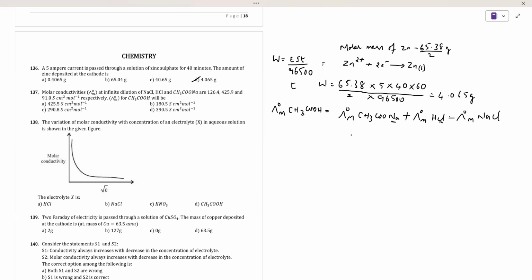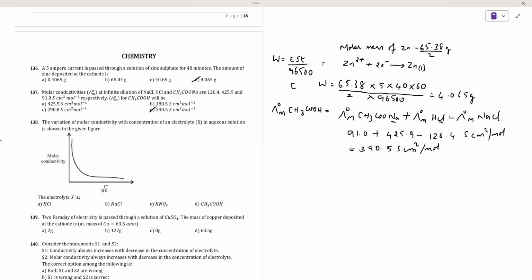The sodium acetate value they have given to be 91.0. Limiting molar conductance of HCl they have given to be 425.9. And similarly, the NaCl value is given to be 126.4 Siemens centimeter square per mole. Okay. Now, if you simplify this, we will get a value of 390.5 Siemens centimeter square per mole. So, which option is correct, students? Option D is correct.